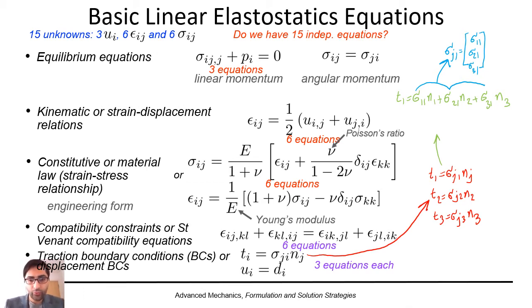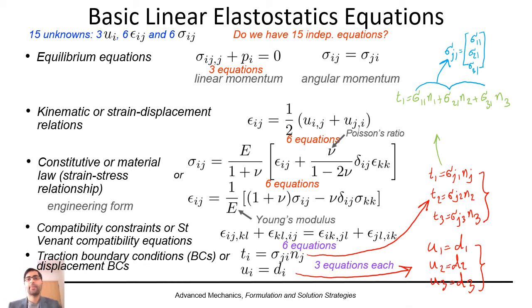Okay, for the displacement, again, it simply gives us 3 sets of equations. It says that displacement in each of the directions is associated with external displacement at the boundary. So U1 equal to D1, U2 equal to D2, and U3 equal to D3. The 3 equations here, the 3 equations here. These are actually our constraints to find all of the constants coming from integrating the equilibrium, kinematics, and material law equations.